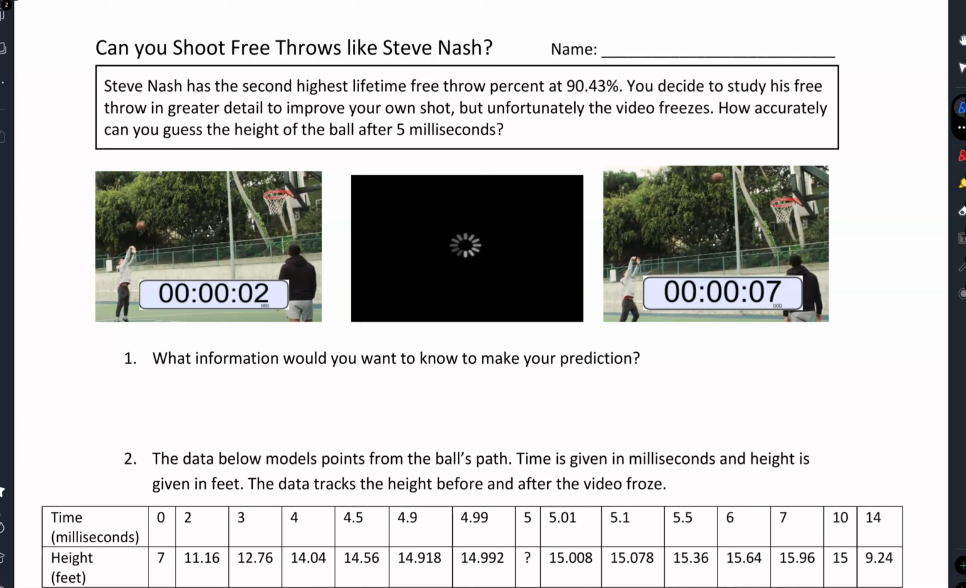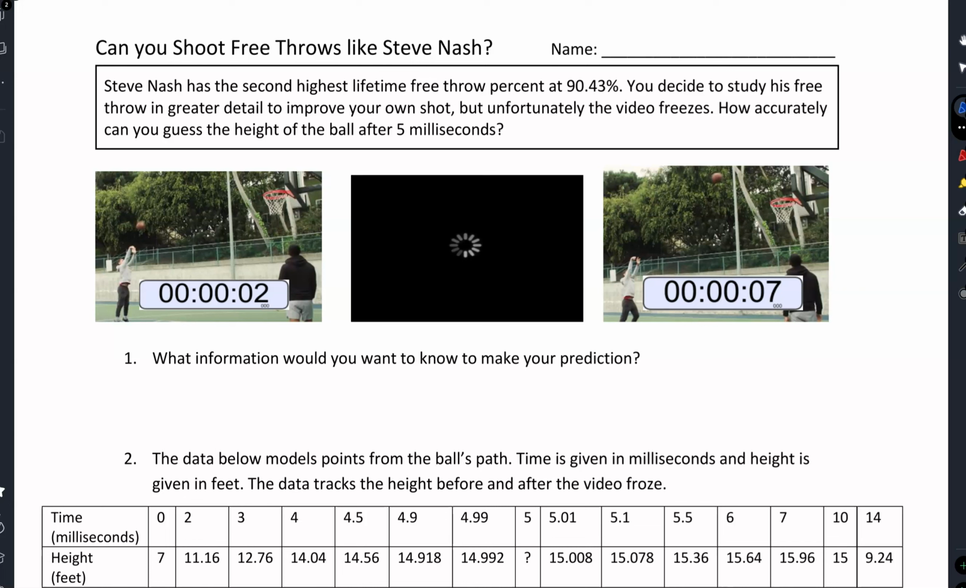Steve Nash has the second highest lifetime free throw percent at 90.43%. So you decide to study his free throw in greater detail to improve your own shot, but unfortunately the video freezes. How accurately can you guess the height of the ball after 5 milliseconds? What information would you want to know to make your prediction?